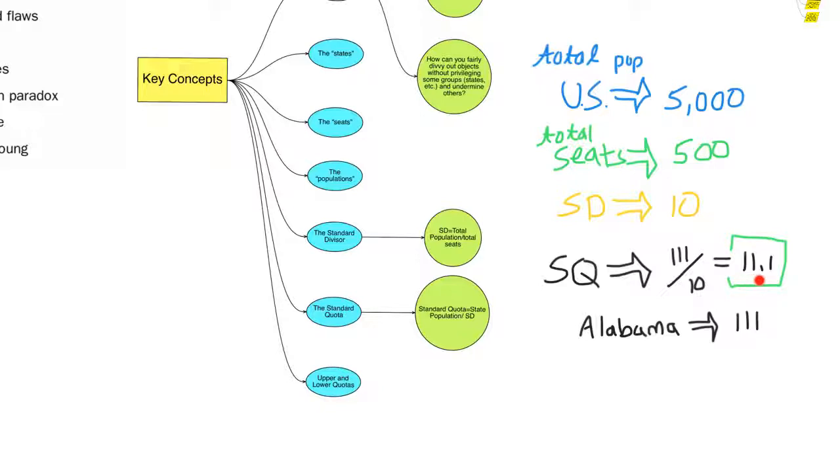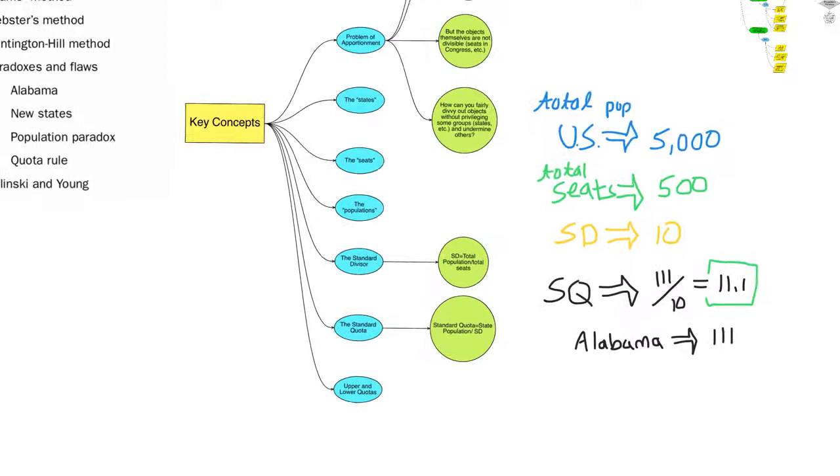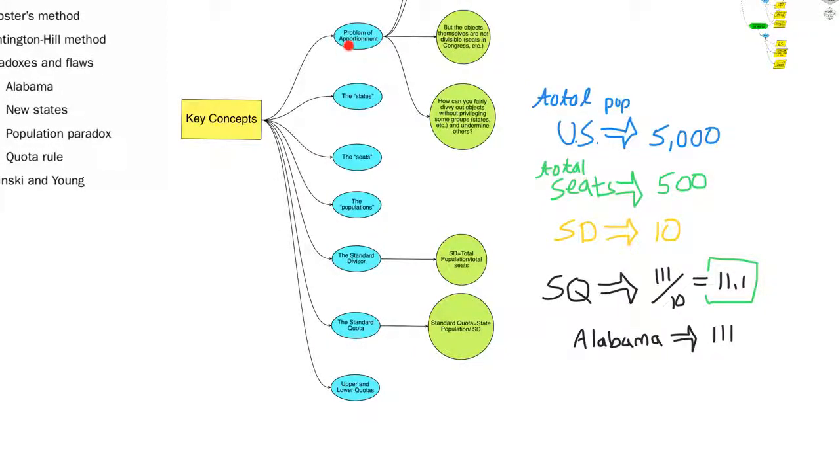Now, some of you at home watching probably realize we already have a little bit of an issue with the fact that there's this decimal here. There's such a thing as 11 seats in Congress. There's such a thing as 12 seats in Congress, but there's no such thing in reality of 11.1 seats in Congress. And again, that is a callback to the original problem of apportionment, where we made it clear that the objects themselves are not divisible. Seats in Congress are not divisible. But nonetheless, you can see the usefulness of figuring out the standard quota because it gives you a ballpark, a general idea of how many seats in Congress Alabama should have.